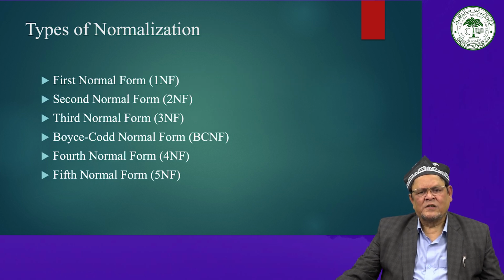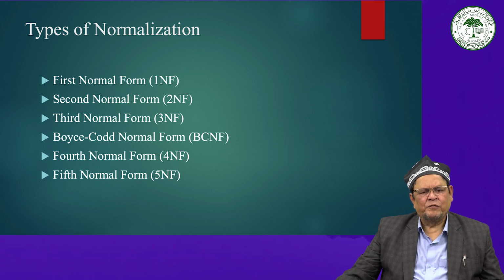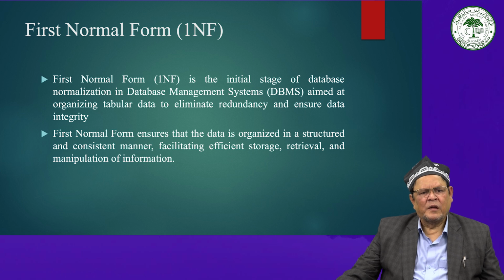Now let's discuss the types of normalization. There are several types of normalization, each addressing specific issues related to data redundancy and dependency. The most common types of normalization are first normal form, we can say 1NF, second normal form 2NF, third normal form 3NF, Boyce-Codd normal form BCNF, fourth normal form 4NF, and the last, fifth normal form 5NF. Let us discuss each normal form in detail.